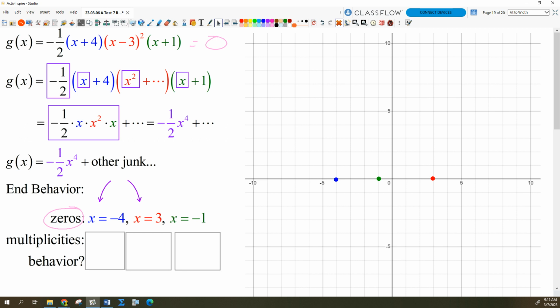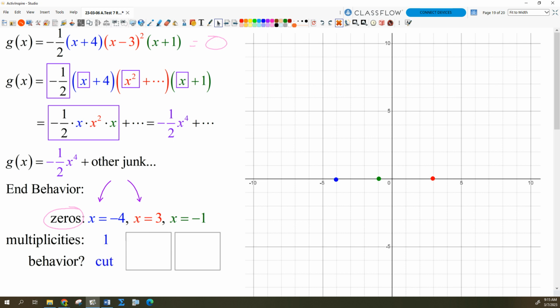So what's the multiplicity of -4? 1. How come? Okay, because that factor has a power of 1. Everybody see that? So the multiplicity there is 1, which means what's the behavior of the x-intercept? It's going to cut like a line. There you go. Okay, so we know that. That cuts like a line.